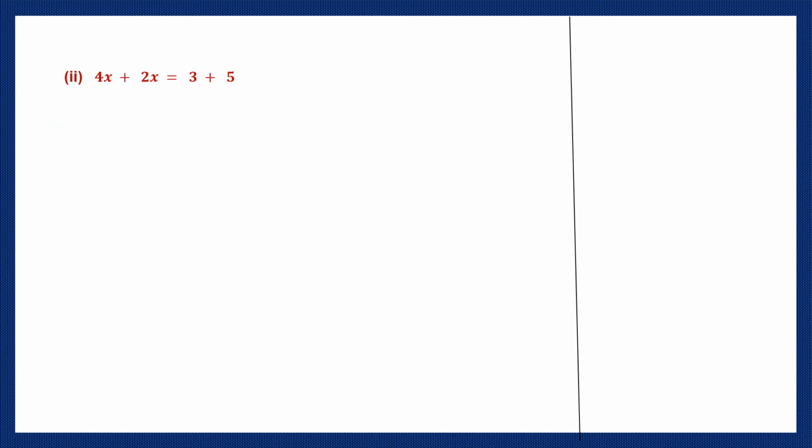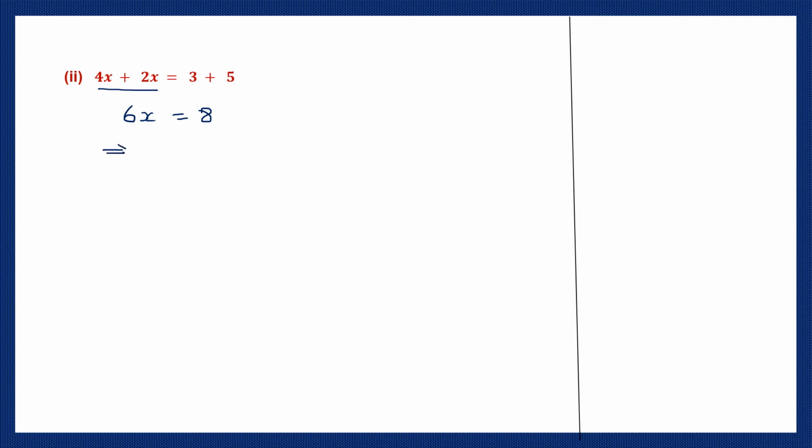Question 2. 4x plus 2x equals 3 plus 5. So let's solve this here. 4x plus 2x. Since they are like terms, we can add. So that will be adding the numbers first. 4 plus 2 is 6. So 6x equals 3 plus 5 is 8. 6x equals 8. That means 6 into x, isn't it?